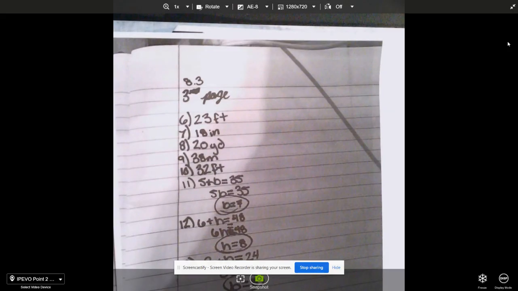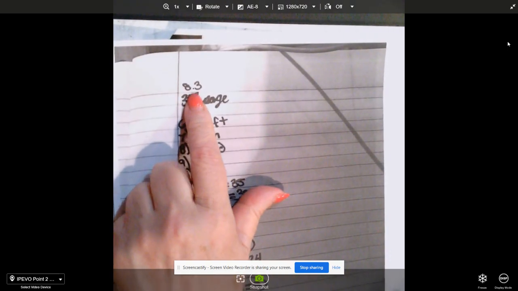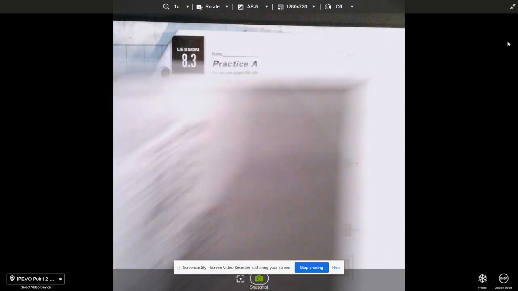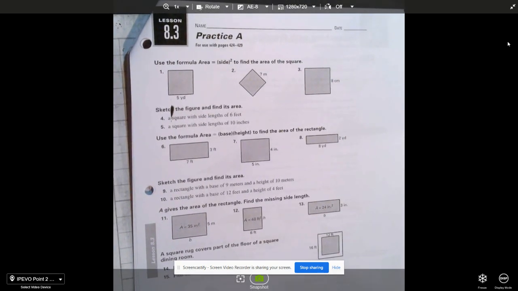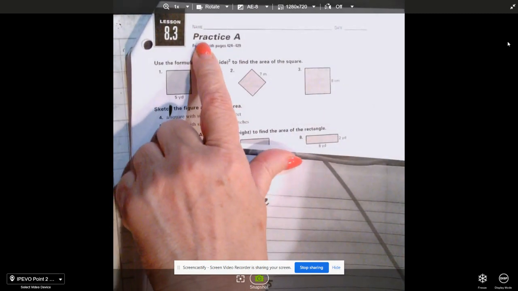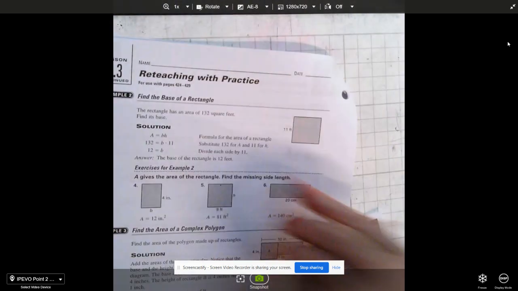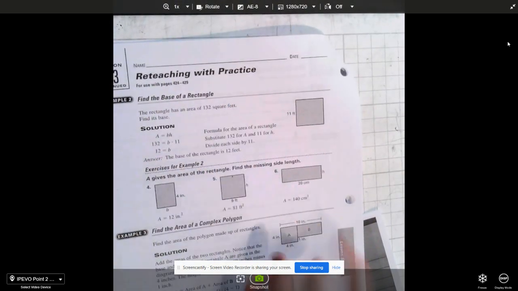All right, Jamie, I just had a couple of quick questions. I received your work, which says 8.3 third page. I'm assuming this was the worksheet you were working off of. It might help me in the future, instead of saying third page, to just write like practice A, or on the previous page, it says reteaching with practice. So at least I'm sure what you're working on.